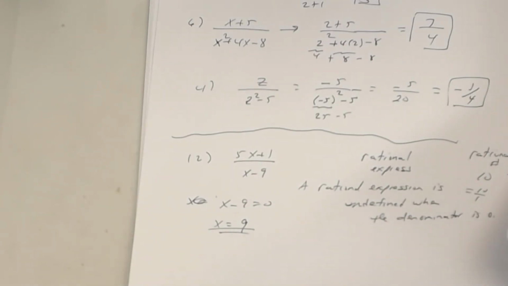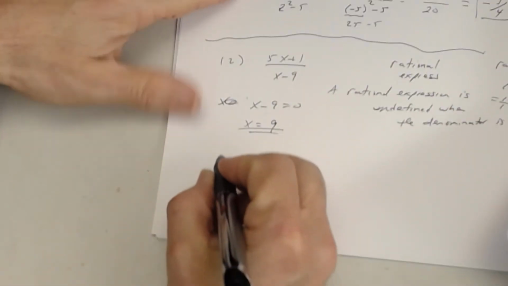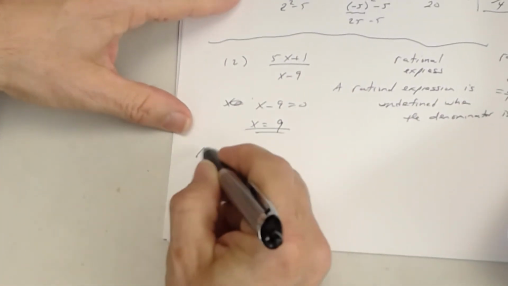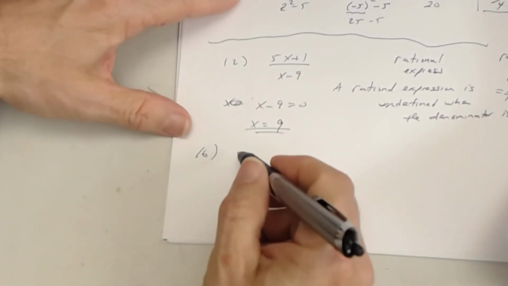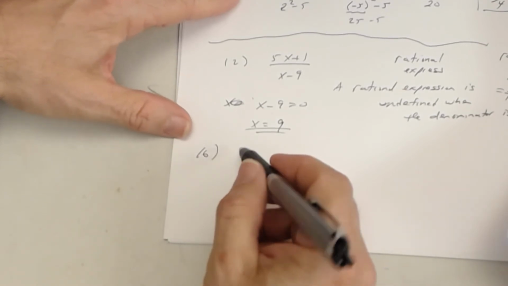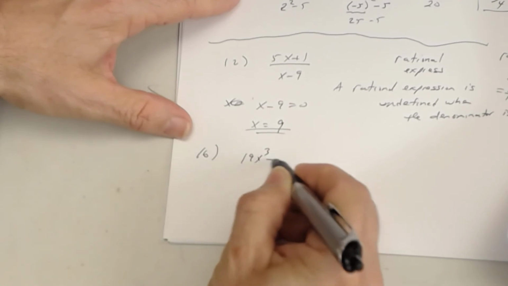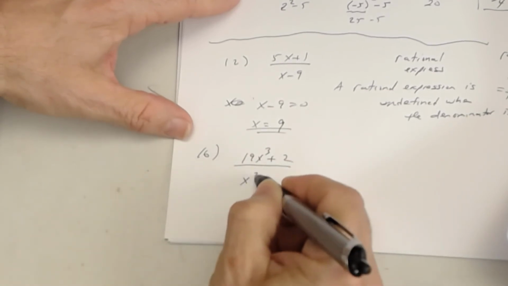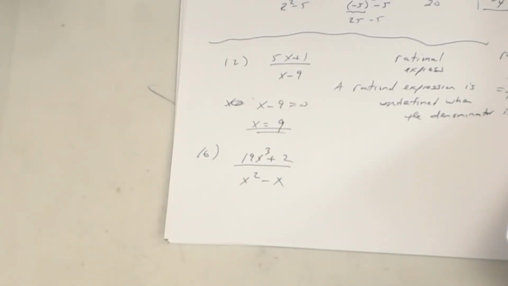So let's look at number 16. Here's my rational expression. It's not difficult, guys. It's fairly easy. You have 19x cubed plus 2 divided by x squared minus x. And so the question is, for what values of x is this rational expression undefined?